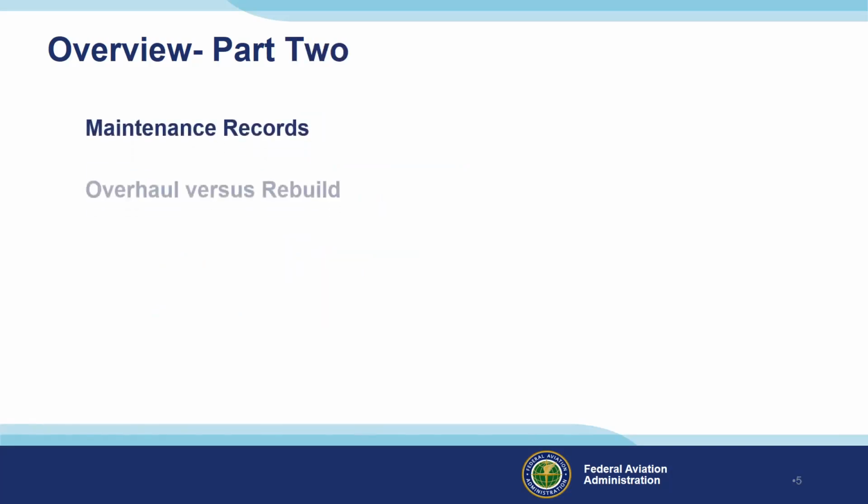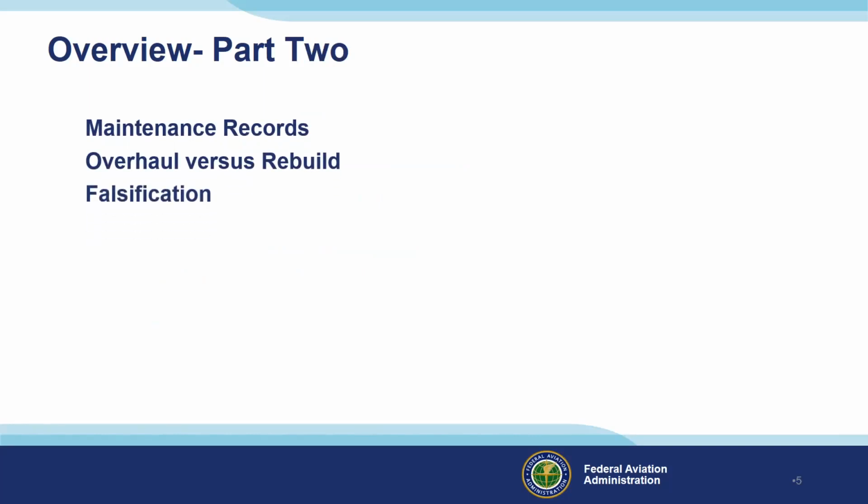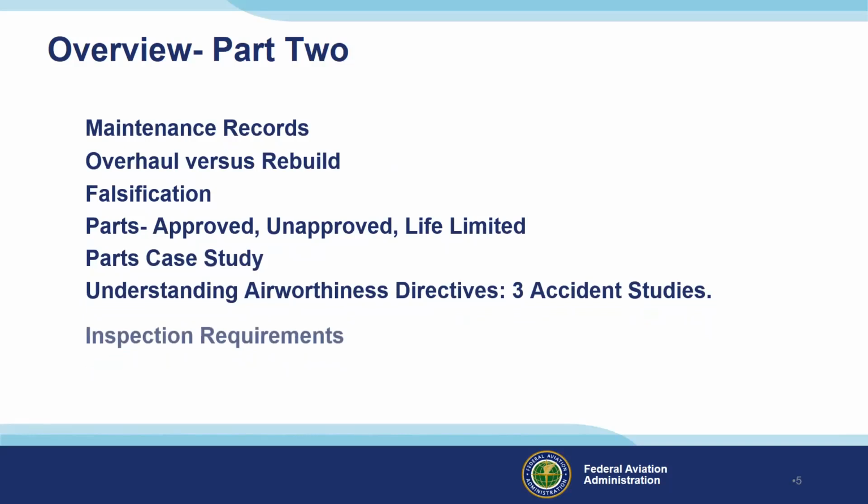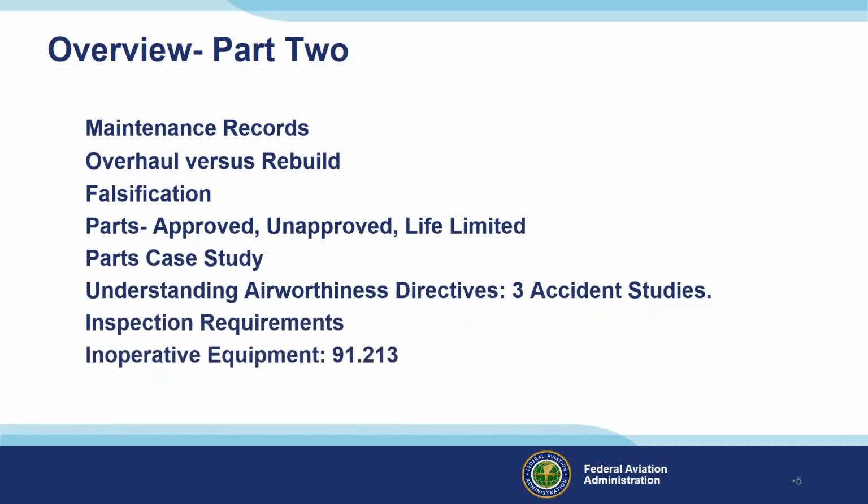In part two, we'll look at maintenance records, overhaul versus rebuild, falsification, parts approved, unapproved, and life limited. Going to look at a parts case study. And there's a portion called Understanding Airworthiness Directives with 3 accident studies, inspection requirements, inoperative equipment, which is regulated by Part 91-213. And then briefly, we're going to look at major repairs and alterations.